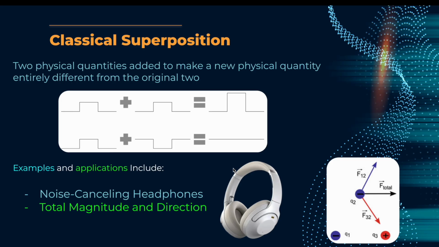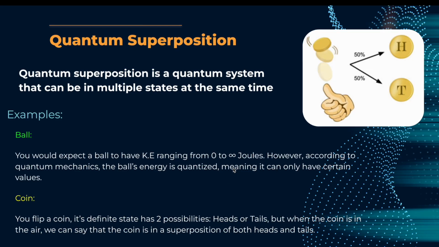And another common application of classical superposition is finding the total magnitude and direction of quantities such as force, electric fields, magnetic fields, and other stuff.